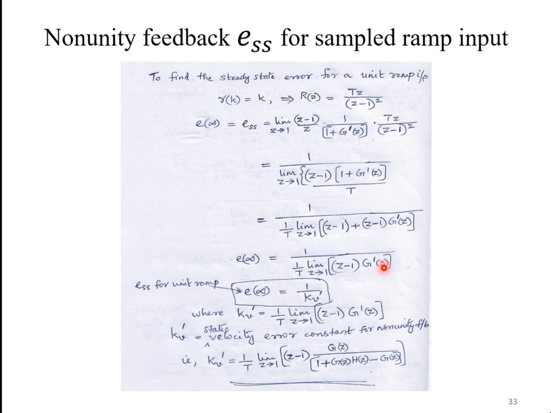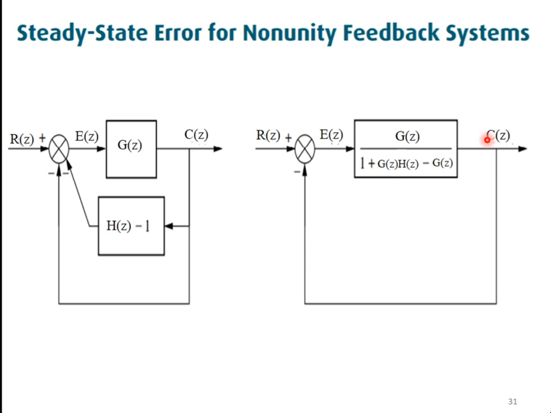So we will say that kv dash is the static velocity error constant for non-unity feedback, because we have already given kv as the static velocity error constant for unity feedback. So kv dash is equal to 1 by T limit z tends to 1 of z minus 1 into gz by 1 plus gz hz minus gz. This is coming over from the previous result, where we have already shown what g dash z is. This is g dash z, coming over from the result we analyzed for finding h of z not equal to 1.